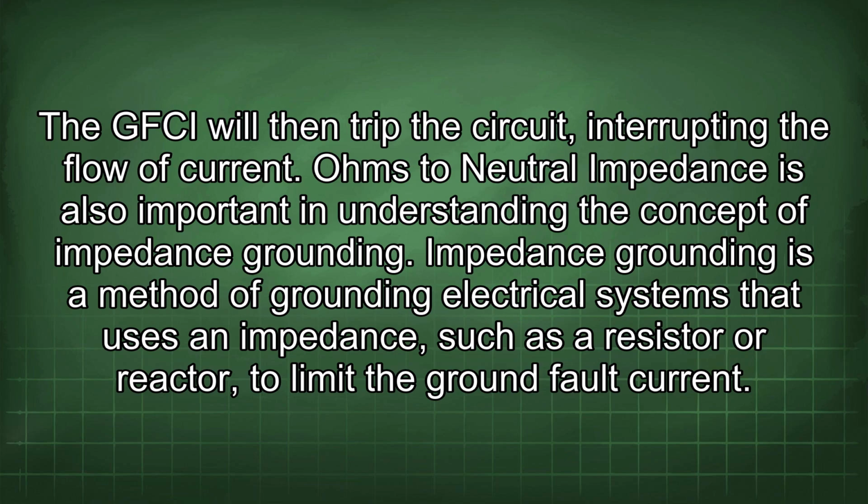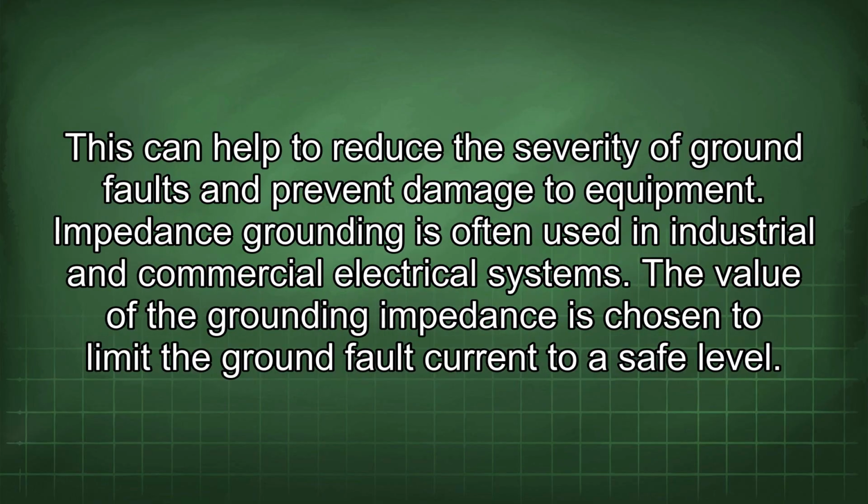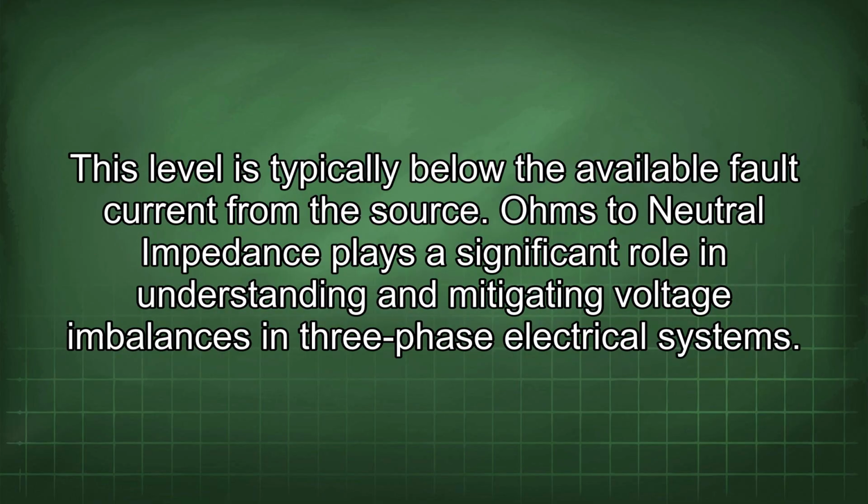Ohms to neutral impedance is also important in understanding the concept of impedance grounding. Impedance grounding is a method of grounding electrical systems that uses an impedance, such as a resistor or reactor, to limit the ground fault current. This can help to reduce the severity of ground faults and prevent damage to equipment. Impedance grounding is often used in industrial and commercial electrical systems. The value of the grounding impedance is chosen to limit the ground fault current to a safe level. This level is typically below the available fault current from the source.